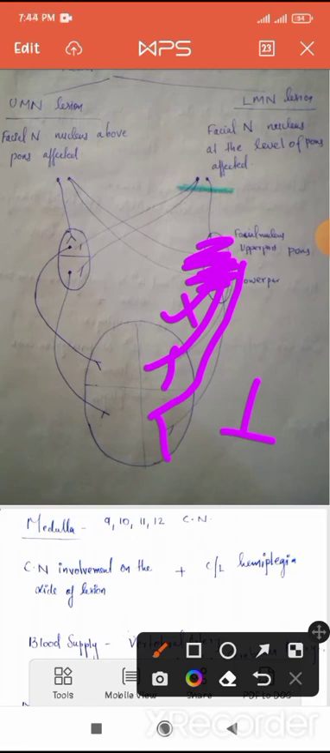If it is a UMN type of lesion, since the facial nerve nucleus at the level of the pons is involved, it is an LMN type of lesion; here the same side of the face is affected and both the upper part and lower part are lost. If it is a UMN lesion, only the lower part is lost, and the upper part is intact. Okay, understand this.